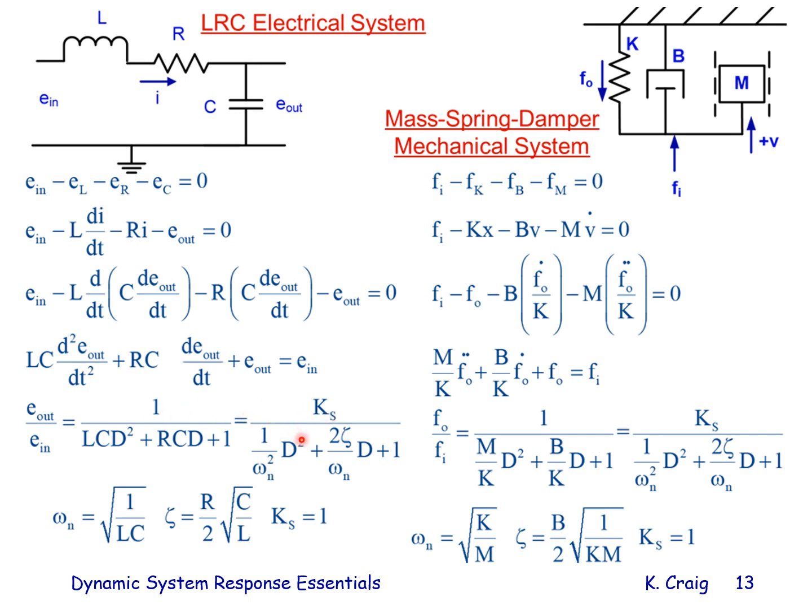By equating these two expressions, I find that omega n is given by this in terms of hardware parameters. Zeta is given by this in terms of hardware parameters. In this case, the steady state gain is 1.